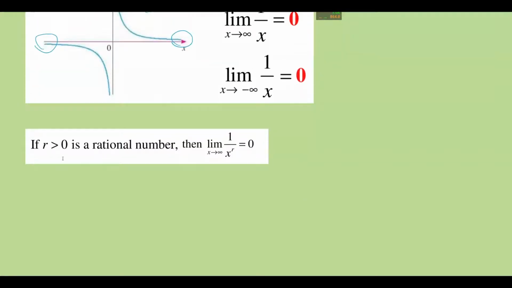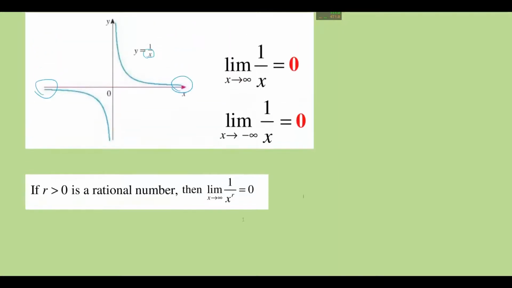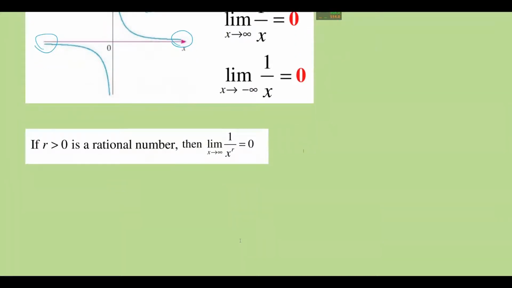Okay, so this is the first one. If r is a positive rational number, then the limit as x approaches infinity of 1 over x to the power of r is 0. Okay, so that's an extension to the previous one, 1 over x. Now we have x to some power in the denominator, and notice that here we're saying r is a positive number, so the x has to stay in the denominator, right? So whenever you get an x in the denominator, as x approaches infinity, you will get 0. And the same thing works for x approaches negative infinity.